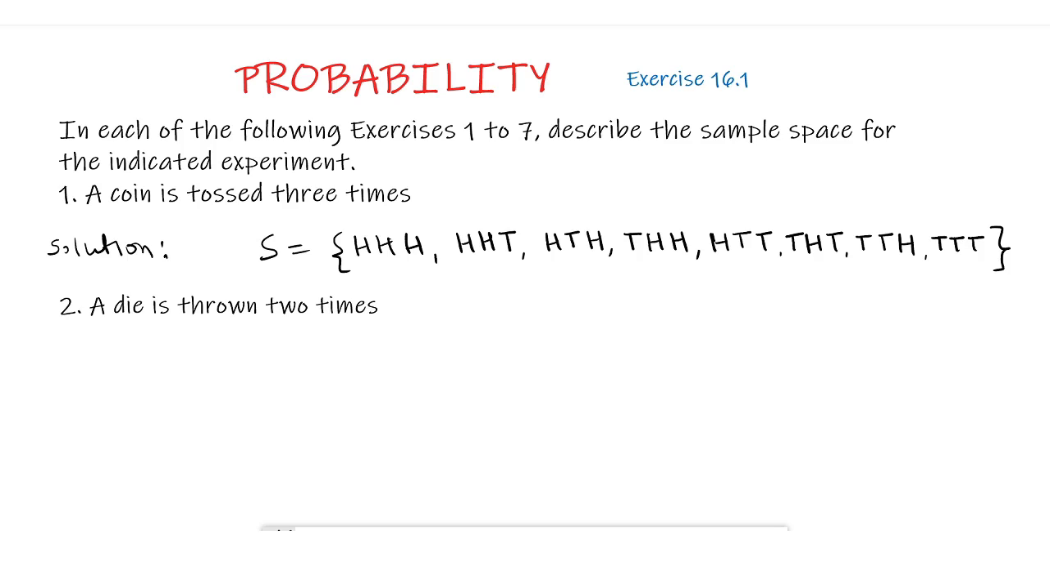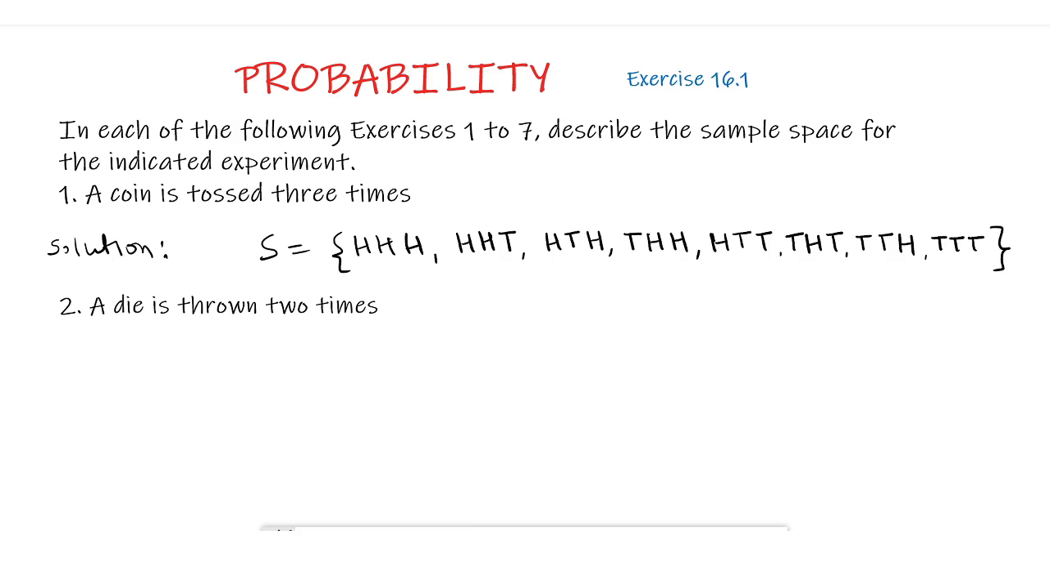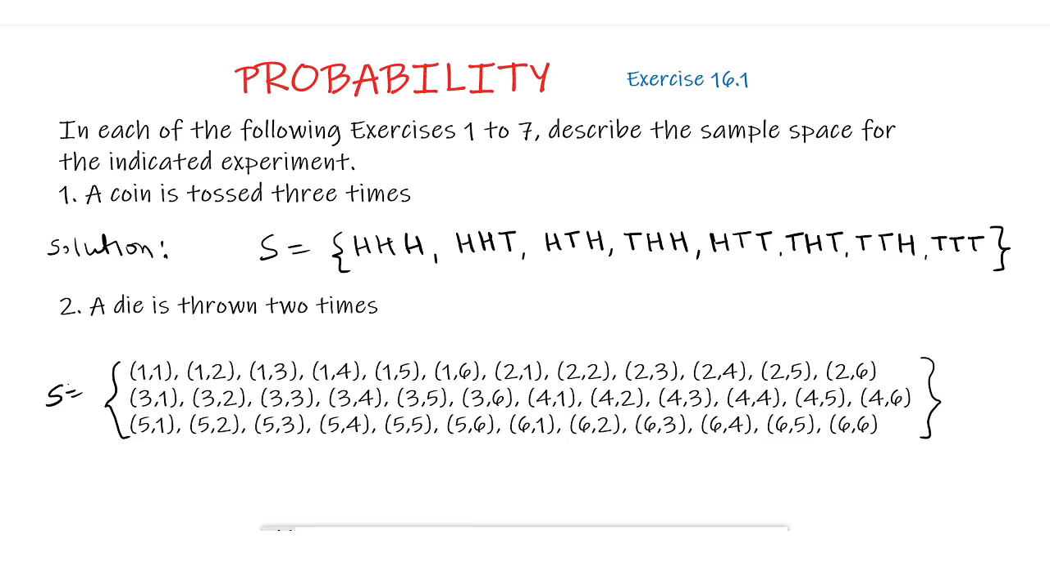So we have to write the sample space for when a die is thrown 2 times. So we proceed like this. When we throw the die 2 times, then our sample space will be, 1 comes in the first throw and again 1 comes in the second throw. Then 1 comes in the first throw and 2 comes in the second throw. Then 1 comes in the first throw and 3 comes in the second throw. This way we can get all the sample points.